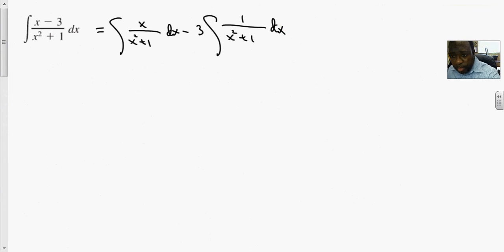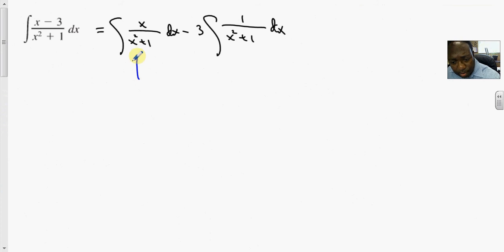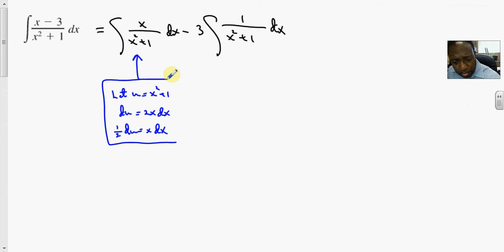The first one, we can use here a u du substitution. Let u equal to x squared plus 1. And so du is 2x dx. Well, 1/2 du picks up x dx, and that's our numerator. The second integral is the tangent inverse directly.